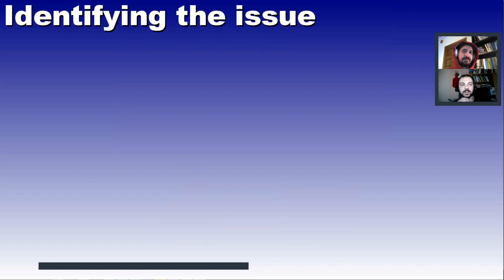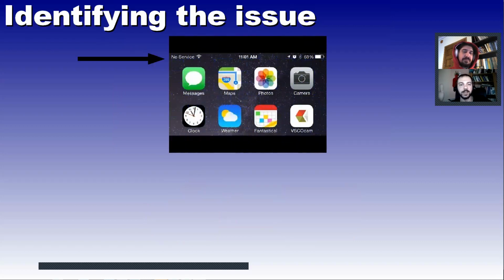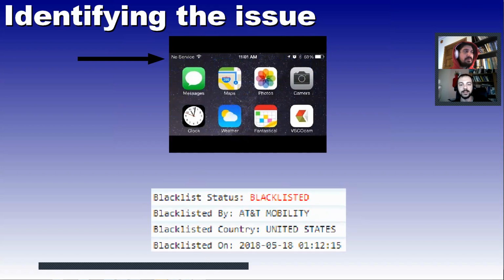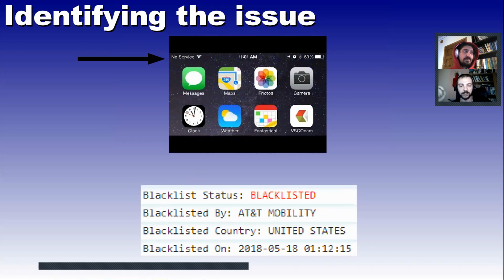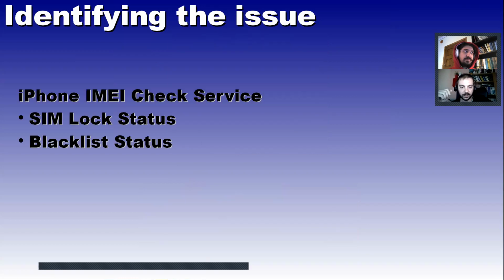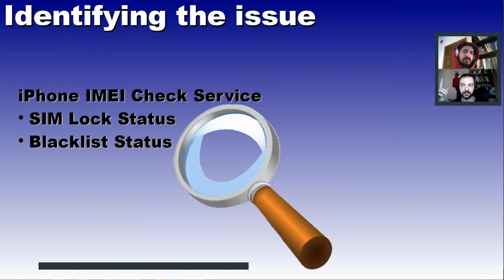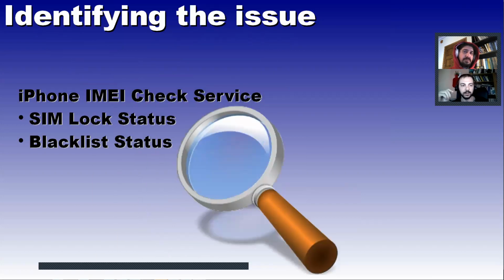The first step is to identify if an iPhone is blacklisted or not. A very good hint is to check the top left corner of your iPhone. If it says no service, most likely it is blacklisted. The best way to identify it is through a blacklist IMEI check report. You can see one on the screen. But the best thing to do is to have a complete iPhone IMEI check report. We also created a video with more details. You can see it above.